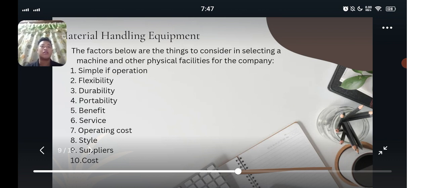So in simplicity of operation, prior to investing in any machinery or equipment, of course, officers should always consider the ease of use of any equipment that they purchase. It should be simple to use and should always reduce operator fatigue to get effective results. So that's for simple operations. So in flexibility, when a machine is designed, it must be able to be used for a variety of tasks.